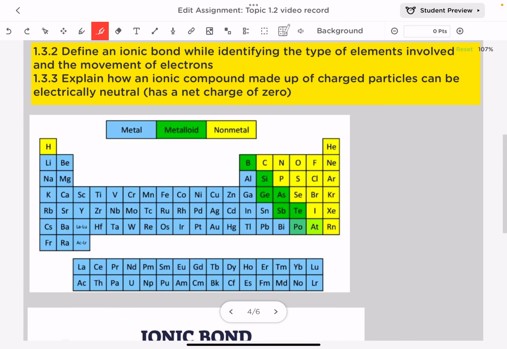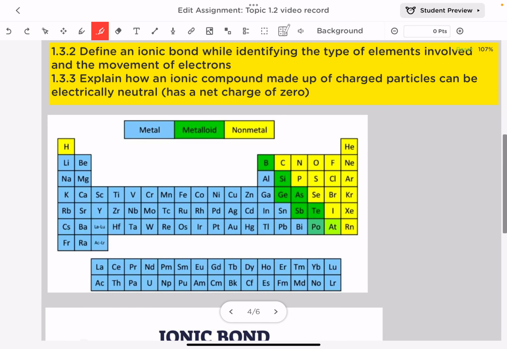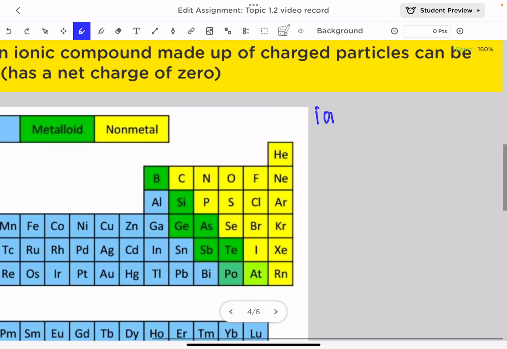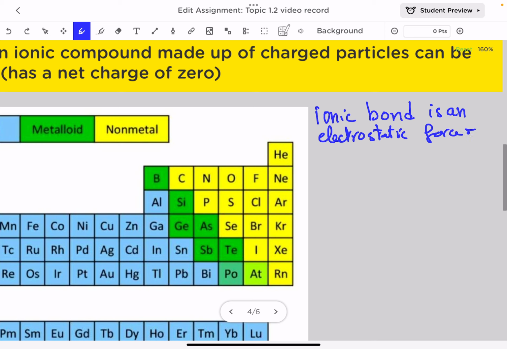Now, how is the bond formed? Specifically, I am going to start talking about the ionic bond. An ionic bond is the force of attraction. It's the electrostatic force of attraction. An ionic bond is an electrostatic force of attraction between oppositely charged ions.